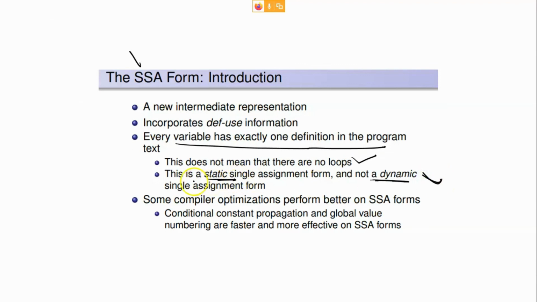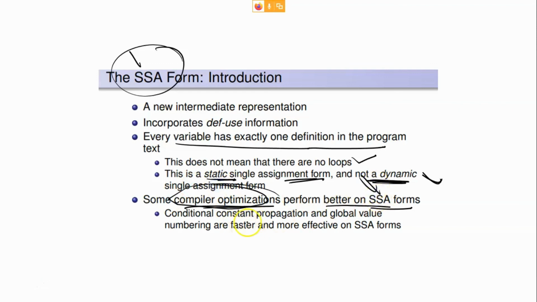What is the meaning of this statement? This is a static single assignment form, not a dynamic single assignment form. And of course, why do we use SSA? Because many compiler optimizations perform better on SSA, as I gave you one example. Some compiler optimizations work very efficiently on SSA forms.